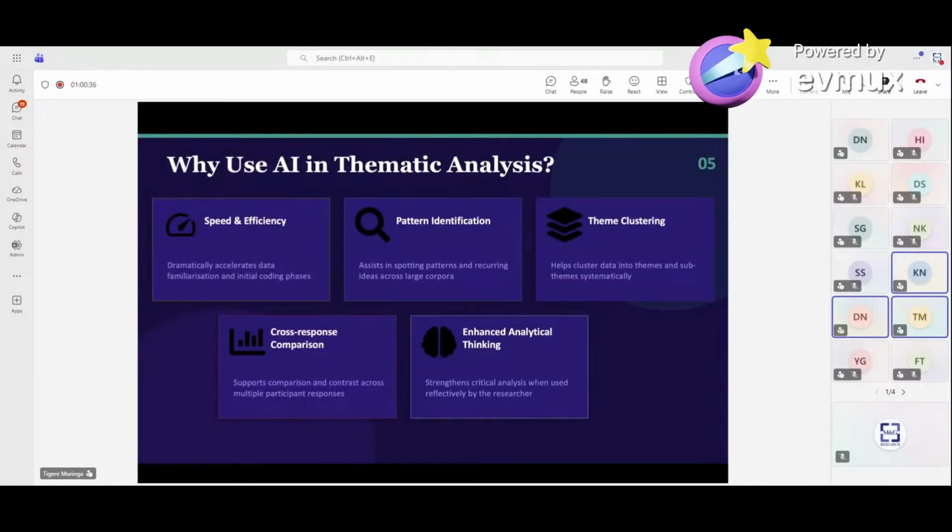So why then should we use AI in thematic analysis? That's what I was trying to explain in the previous slide. I have to say, these are the best go-to platforms when we want to do a thematic analysis approach, regardless of their shortfalls and limitations, which we'll talk about. In terms of efficiency and speed, they dramatically accelerate data familiarization and initial coding phases. You can run thousands and thousands of data sets on these platforms.